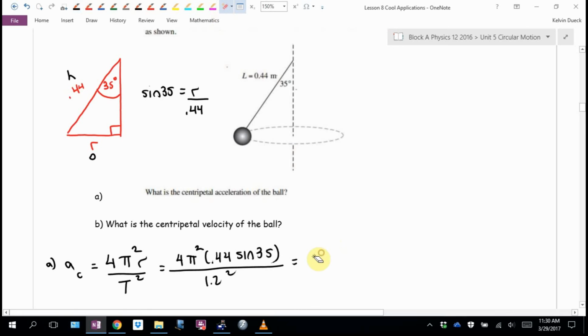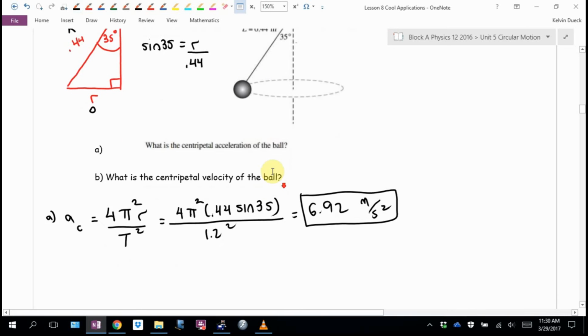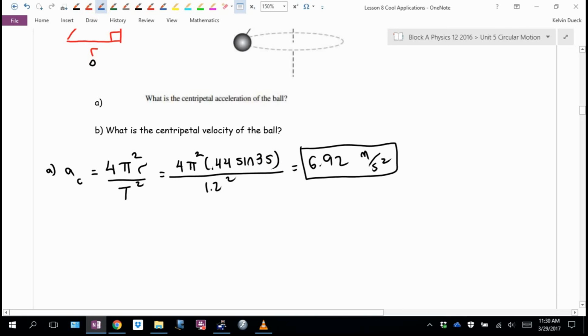Oh, I'm not going to rewrite this, Mr. Duke. I have the answer. What was it? 6.92? It's an acceleration, meters per second squared. Yep. B. What's the centripetal velocity of the ball? Well, what can I let that equal? 6.92, because that's another way to write acceleration. I got to get the same answer both ways.